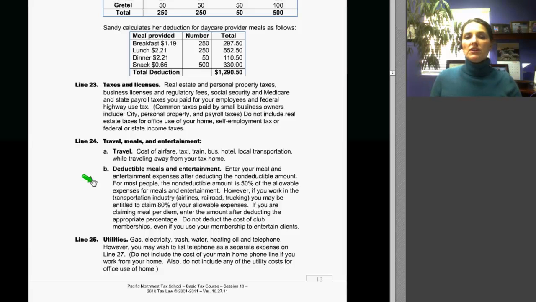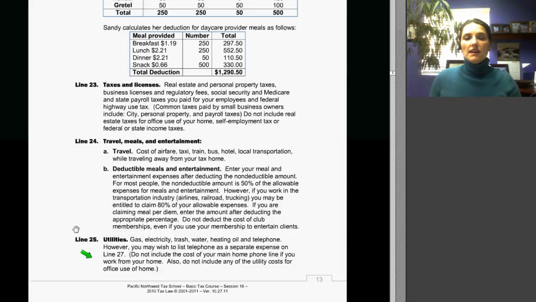However, if you work in the transportation industry, including airlines, railroad, trucking, etc., you may be entitled to claim 80% of your allowable expenses. If you are claiming a meal per diem, enter the amount of per diem you calculated after deducting the appropriate percentage. Do not deduct the cost of club memberships, even if you use your membership to entertain clients. Also not listed here, but also not deductible, is the cost of renting a hall or other facility to conduct or hold an entertainment event for your clients, for example.